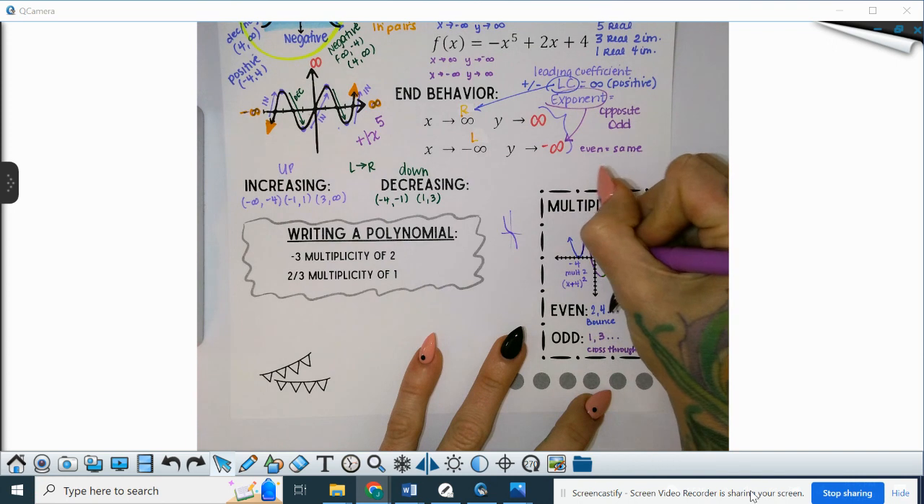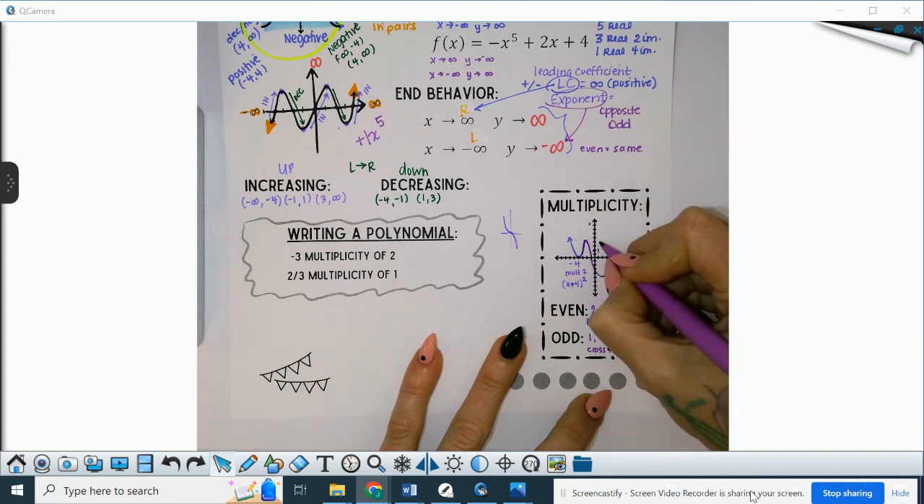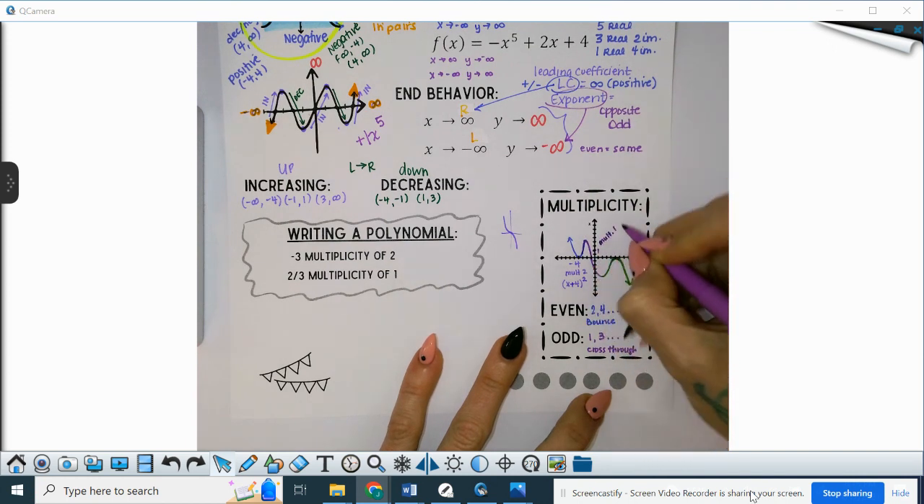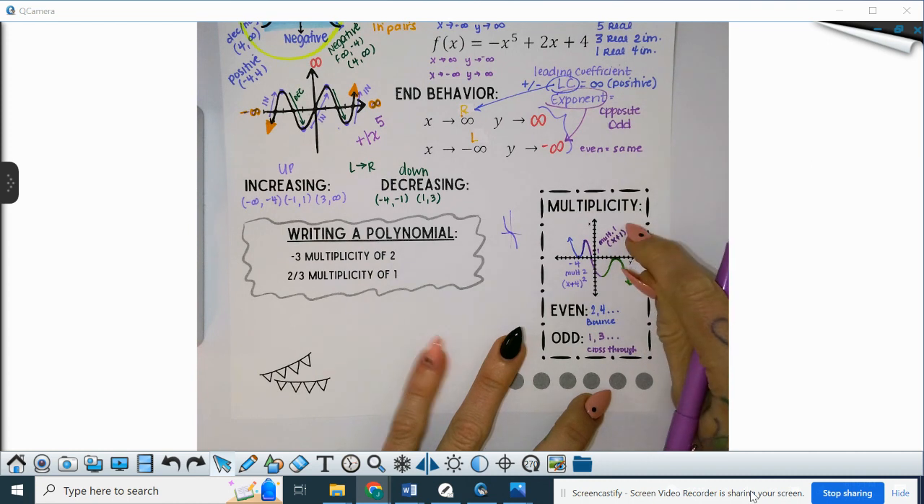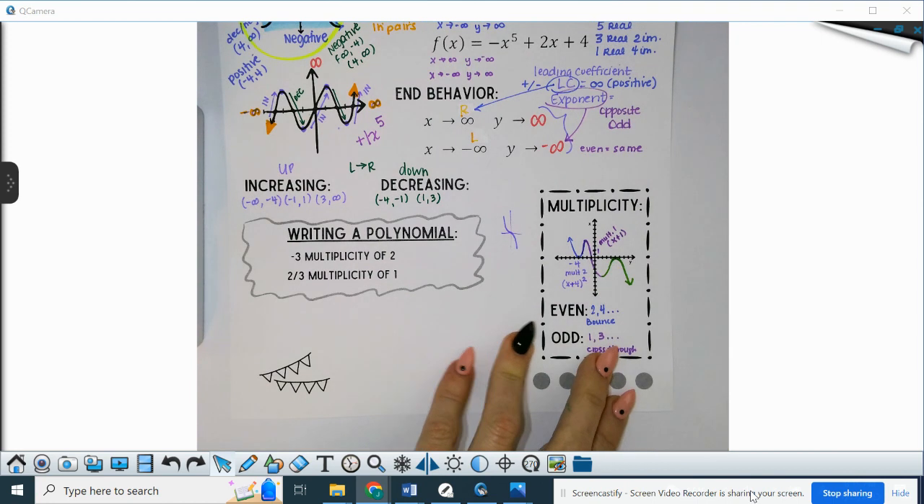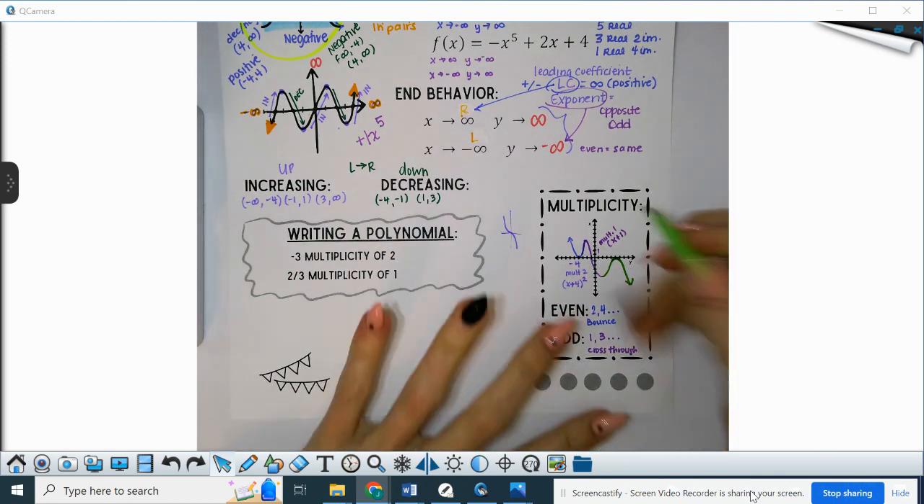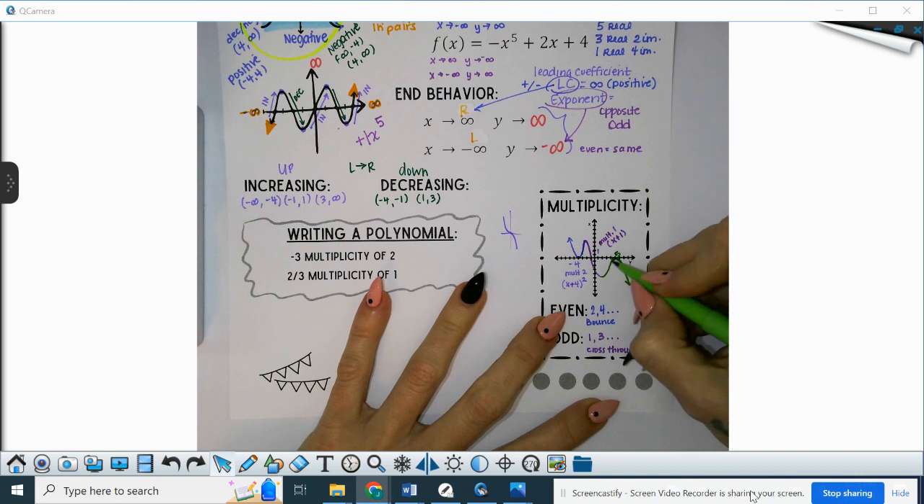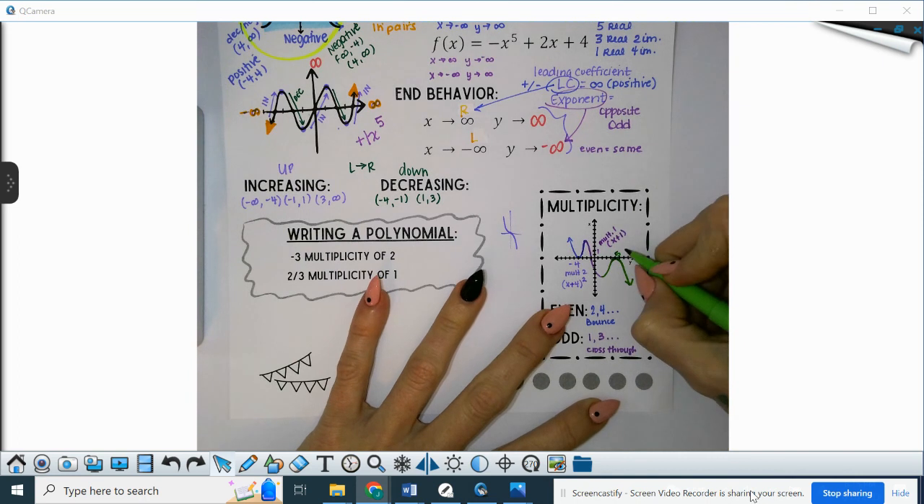Where we're at negative 1, it crossed through, so it's going to be a multiplicity of 1, which means it's going to be x plus 1 with no exponent, because that's a cross through. And then over here, we're at 5, that positive 5. We said it had a flat line, but it's still a bounce, so it's like a drag, but a bounce.